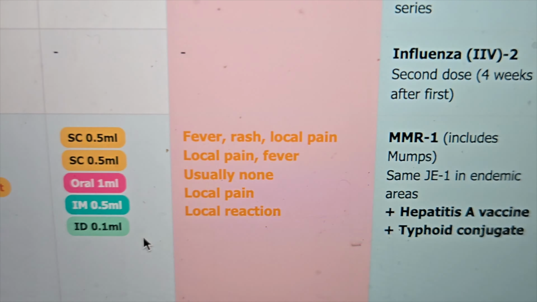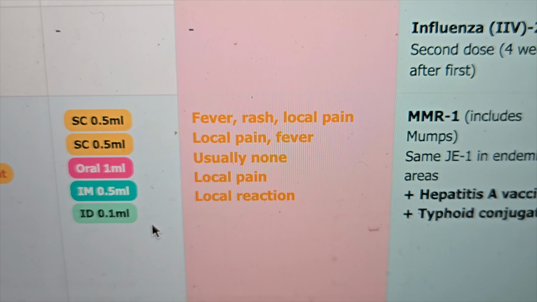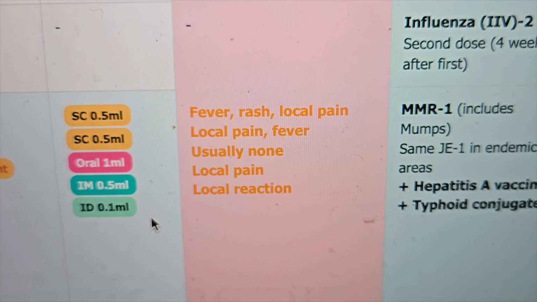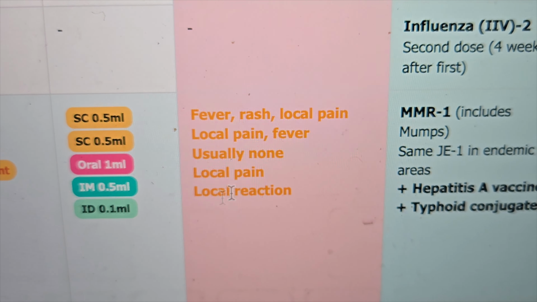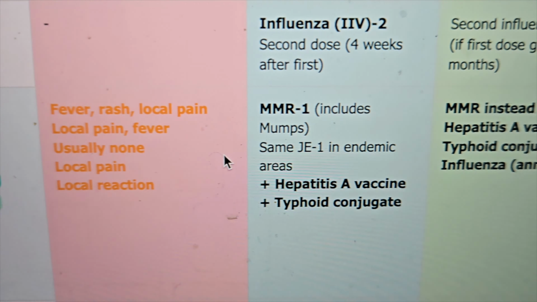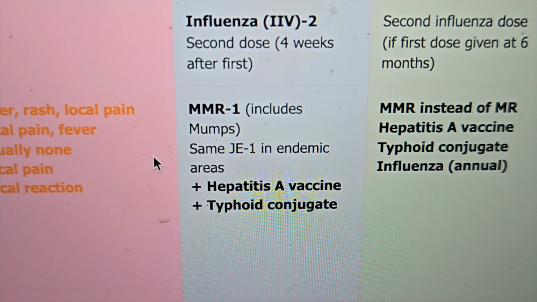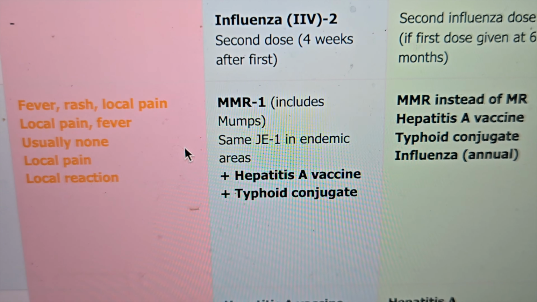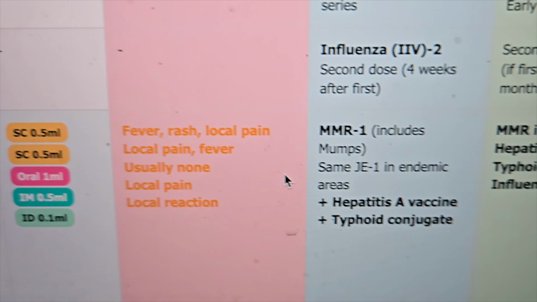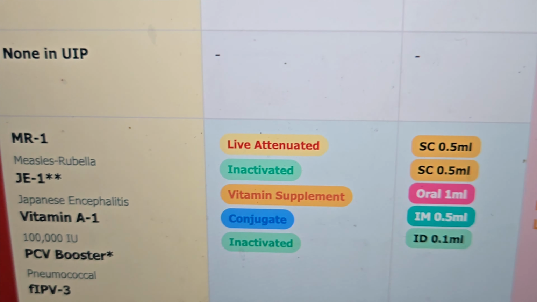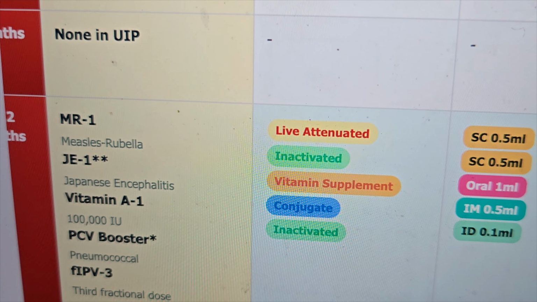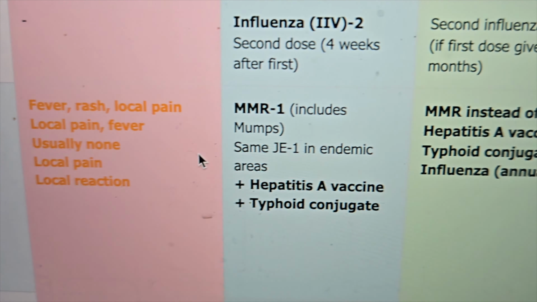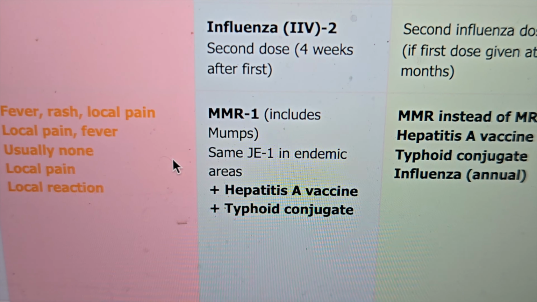What are the side effects? Fever, rash, local pain, local reaction. All these vaccines have this type of common minimal side effects. MMR1 is included in the IAP schedule, including mumps, whereas in the national immunization schedule, they have removed that and only MR is given, whereas in the IAP schedule, MMR is given.